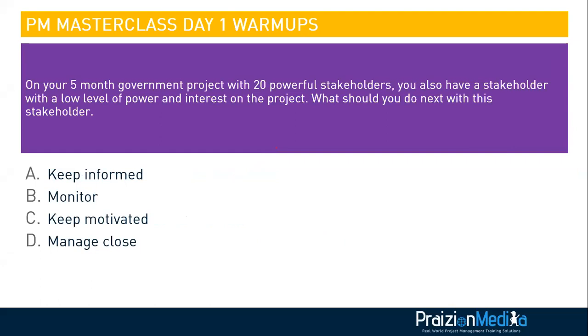Next question. On your 5-month government project with 20 powerful stakeholders, you also have a stakeholder with a low level of power and interest on the project. What should you do next with this stakeholder? A, keep informed. B, monitor. C, keep motivated. D, manage close.